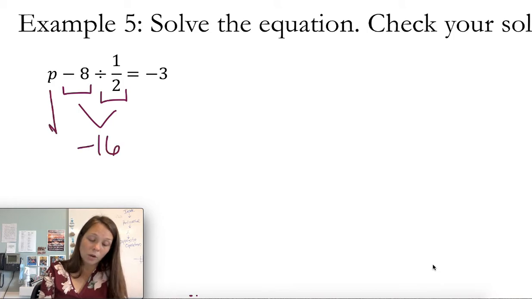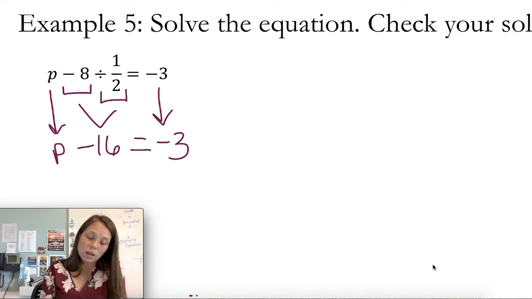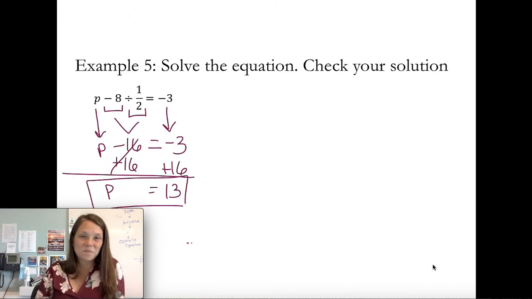I'm going to carry my first variable down because I didn't do anything with it, carry down the equal sign, and carry down the minus 3, or negative 3. Now I have p minus 16 equals negative 3. The inverse of minus, or subtraction, is to add. So I'm going to add 16 to both sides, and that's going to give me p is equal to a positive 13. I'll zoom out here so you can see that.